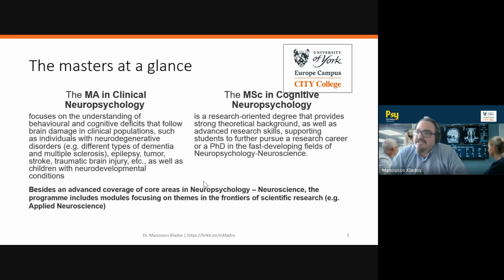The second, which is a Master of Science in Cognitive Neuropsychology, covers the same topics, but the difference is that the first one is more clinically oriented, with a practicum in a clinical setting, in a hospital, and so on. The second one is more research oriented, which provides students with theoretical background as well as advanced research skills that help them pursue a research career or a PhD in the fast developing fields of neuropsychology and neuroscience.